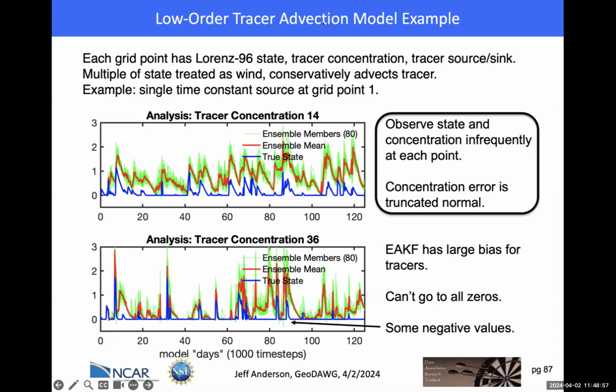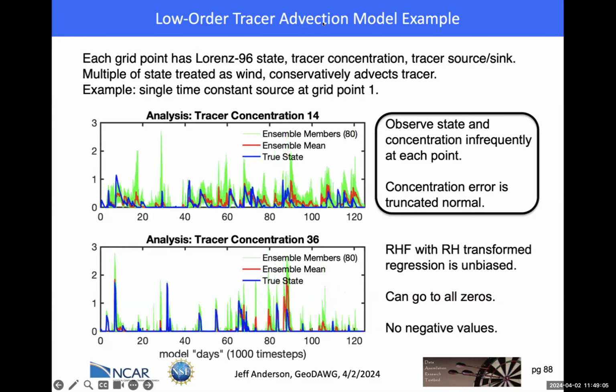I'm going to advance to the next slide here, which is going to keep the same blue curve, the same truth, and show the result of applying instead these new methods I've described. And so you can see that these methods, first of all, essentially eliminate this bias problem because they are aware of the boundary on the concentration at 0. They have significantly less error and significantly better spread to error ratios, which I will not have time to fully define today. And by definition, they can't go negative, but they can go to all 0, which is again something that traditional ensemble Kalman filters cannot do.